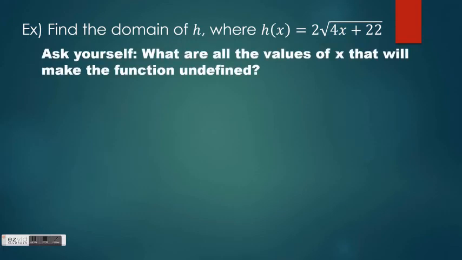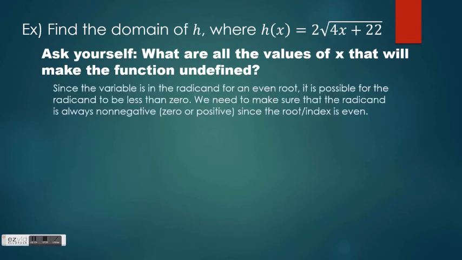Again, we're going to ask ourselves, let's look at the values that are not allowed, and then everything else will be in the domain. So what are the values of x that will make the function undefined? This time we have a square root. Now remember, you can't take the square root of a negative number. So since the variable is in the radicand for an even root, it is possible for the radicand to be less than 0. But we can't take the square root of a negative number. So we need to make sure that the radicand is always non-negative, which means 0 or positive, because the root index is even. So let's set up the inequality.